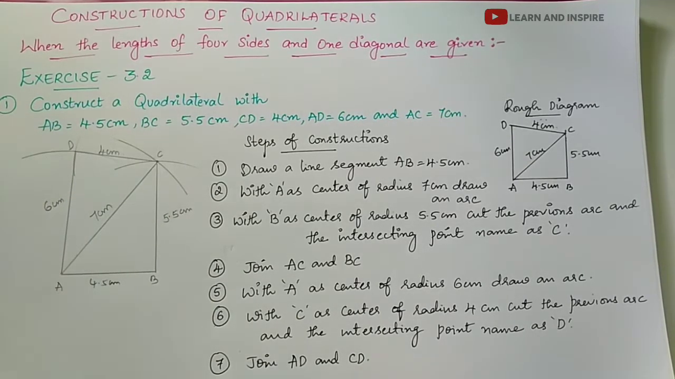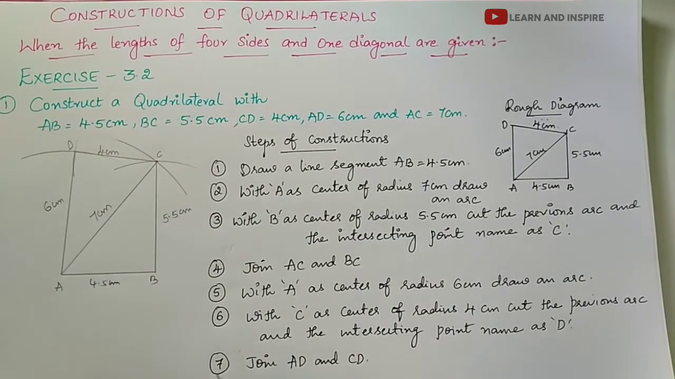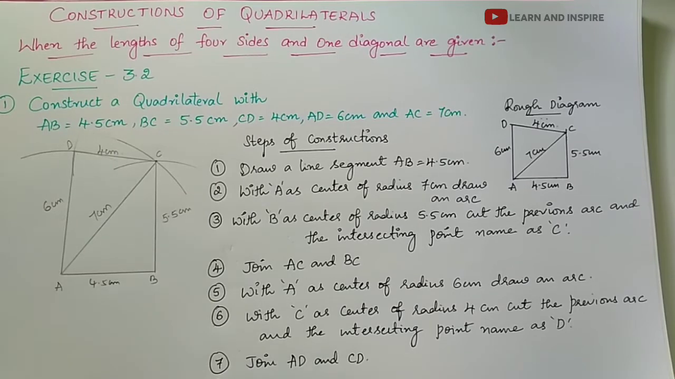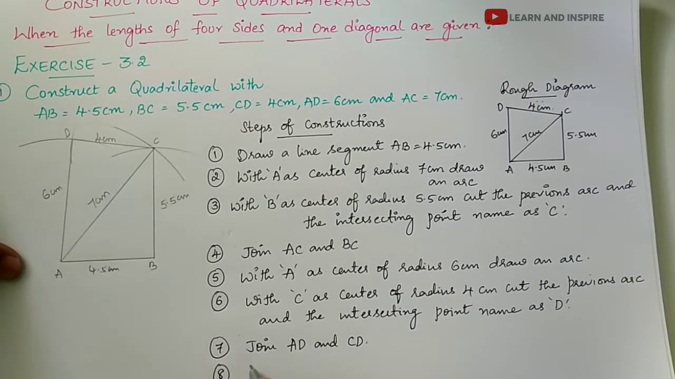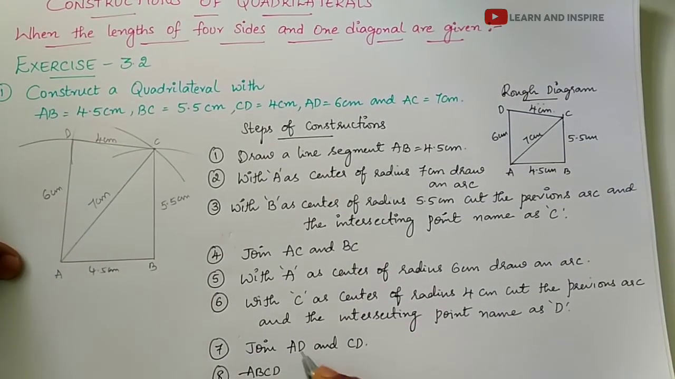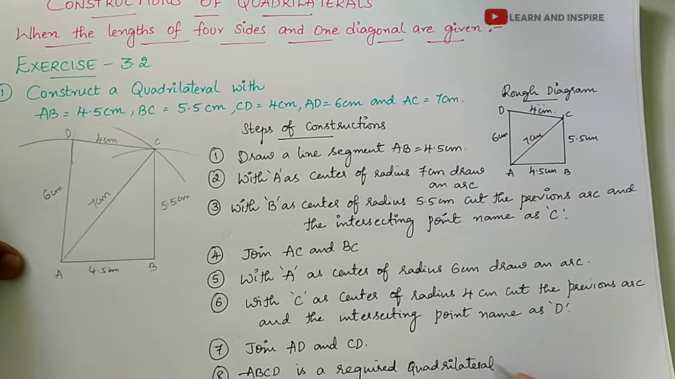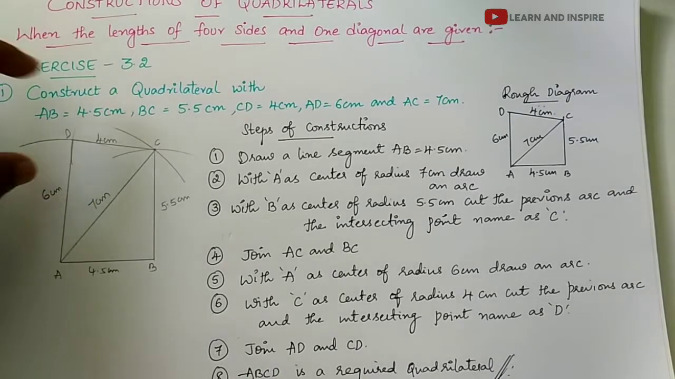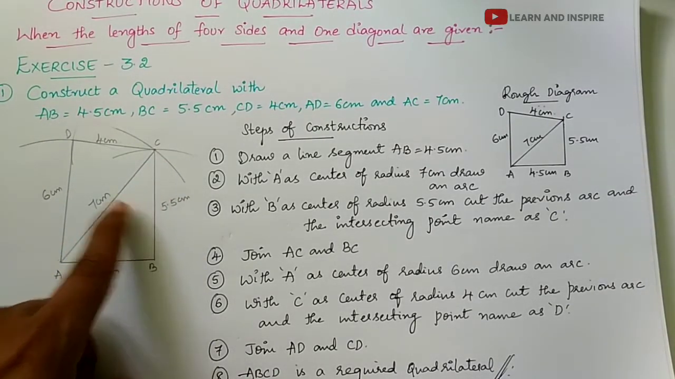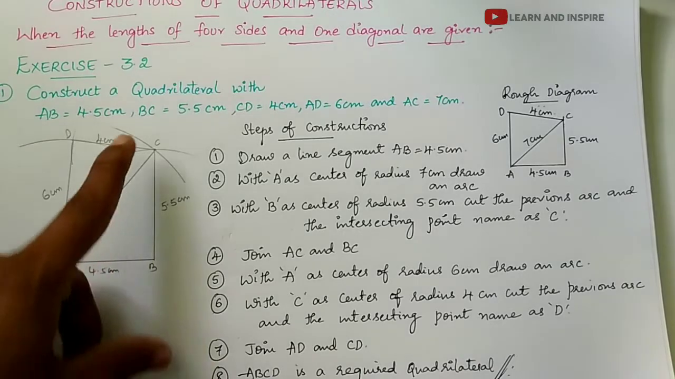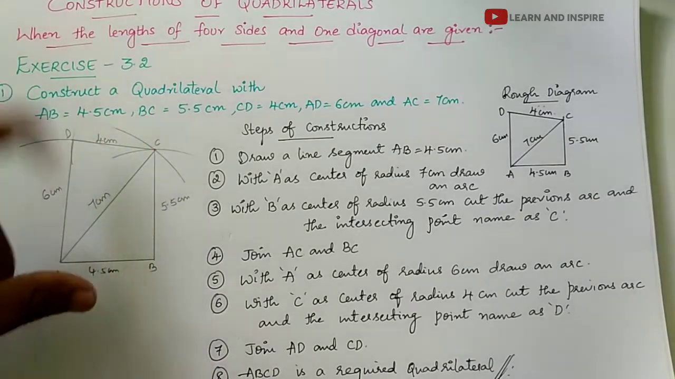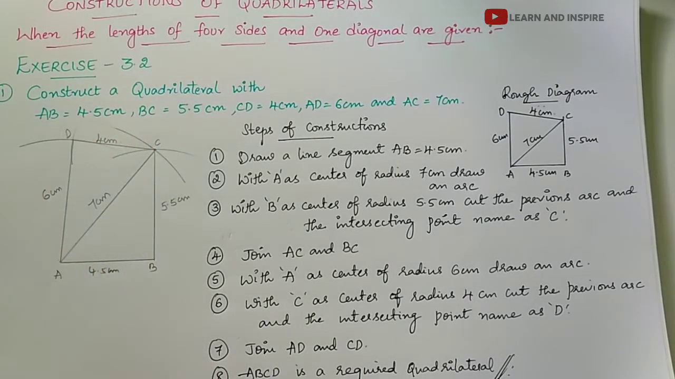Okay, the last step, as we know, ABCD is a required quadrilateral. So understood how to construct with the help of 4 sides and 1 diagonal. So first we need to construct a triangle. After that, with the help of points, we can draw the remaining measurements.